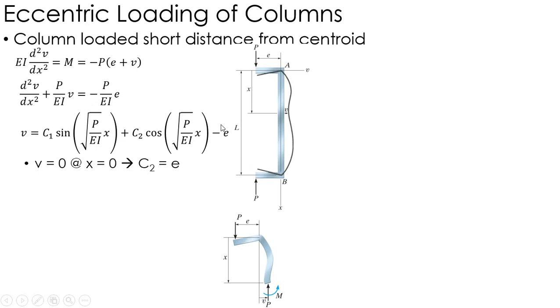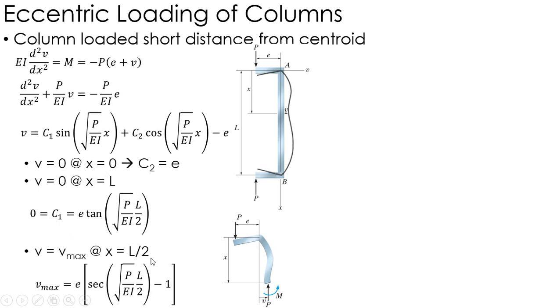But I can go through and set my boundary conditions. I know that when x equals 0, v equals 0, because we're looking at pinned at A and B. So C2 is just left to be e if you solve that out. I also know that when x equals L, v equals 0, which leads to C1 equaling the eccentricity times a tangent of this. Again, plugging in x equals L, you get something like that.